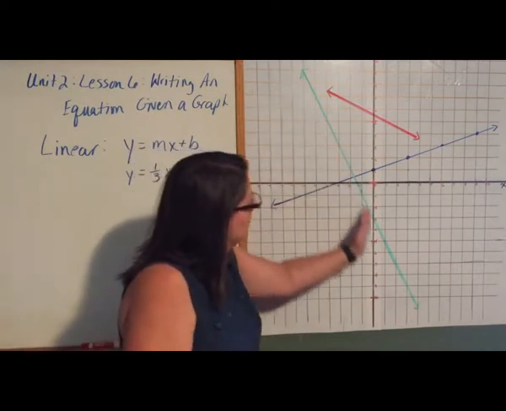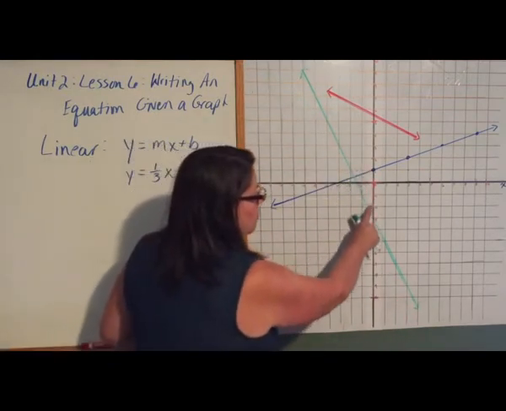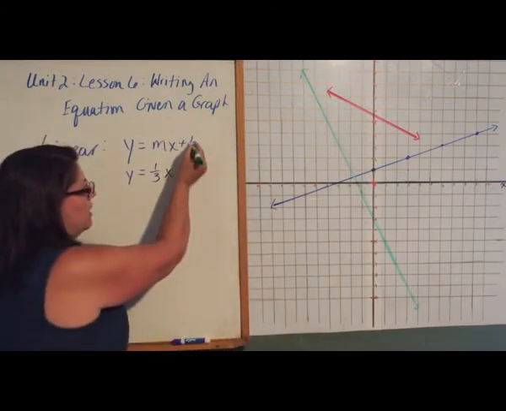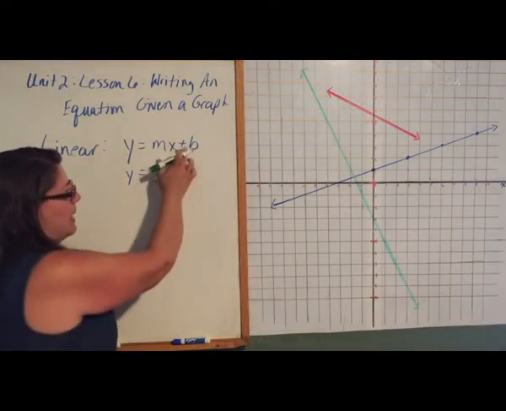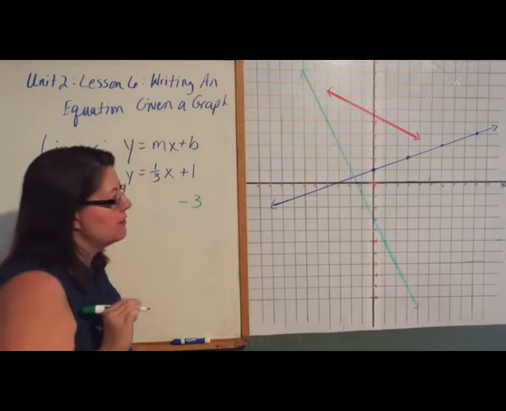If you look at the green line, the first thing again that I'm going to do is find the y-intercept. That is at -3. So if my formula is y equals mx plus b, my b will be minus 3. So I put that minus 3 in my equation.